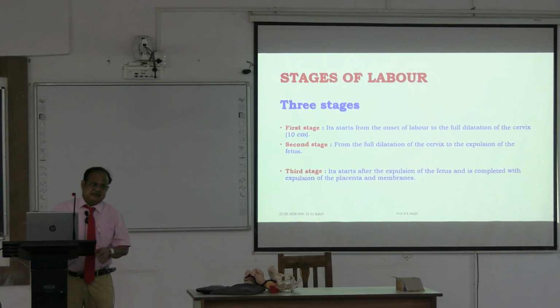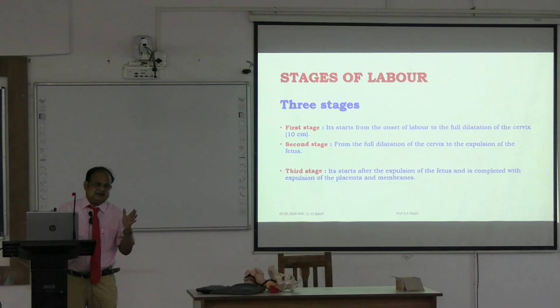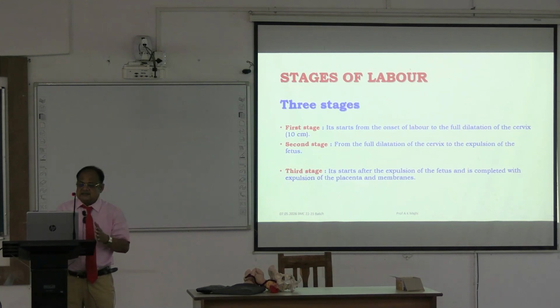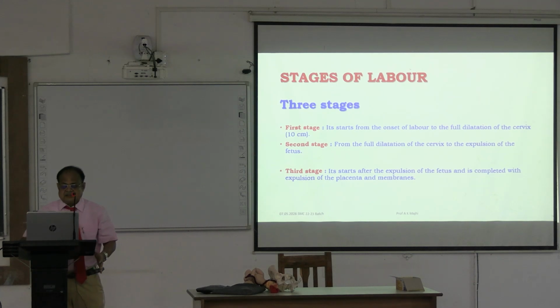Stages of labor: I have already said the first stage, second stage and third stage. The first stage is from the onset of labor till the full dilation of the cervix. Until and unless the cervical os is dilated, the baby will not be delivered. That is the second stage, and it starts there. The third stage starts after the expulsion of the fetus and is completed with the expulsion of the placenta and membranes.